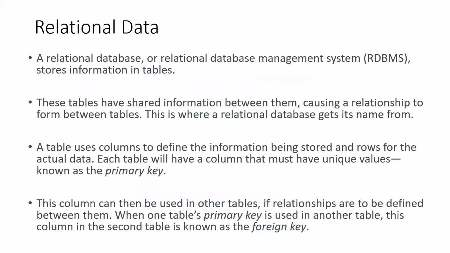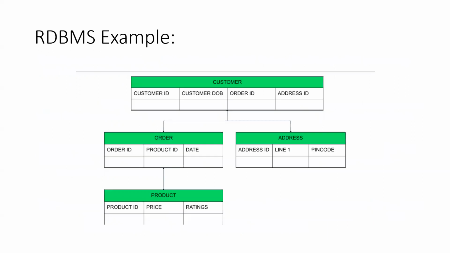So the relational database is also called relational database management system, RDBMS. It stores information in tables. These tables have shared information between them. So in a database, there might be multiple tables. The relational database can set up relationships between each of the tables. That is why it's a relational database. So how can they set relationships? Okay, let me go to the next topic first, then I'll come back over here.